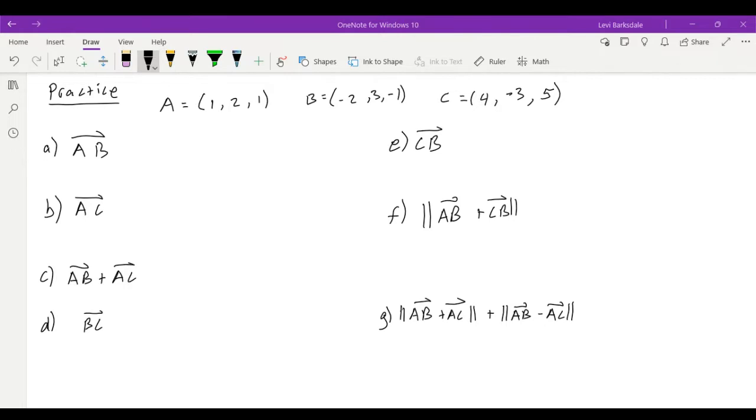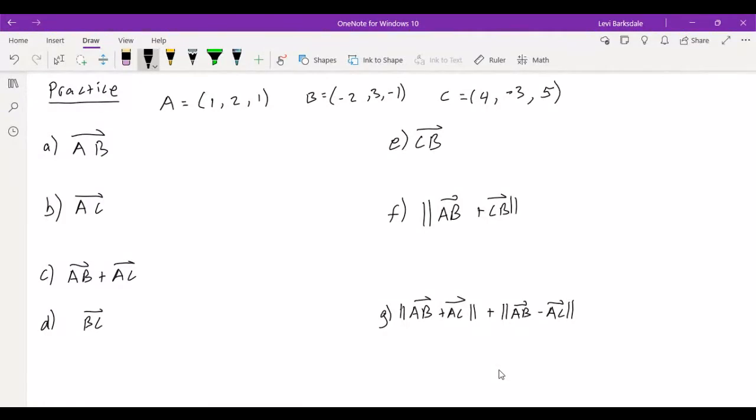All right, let's go over these. First off, a vector from A to B. We can see that to get from 1 to -2, we need a decrease of 3. To get from 2 to 3, we add 1. To get from 1 to -1, we subtract 2. AC, we're going to do the same thing. From 1 to 4 is an increase of 3. From 2 to -3 is a decrease of 5. And from 1 to 5 is an increase of 4.